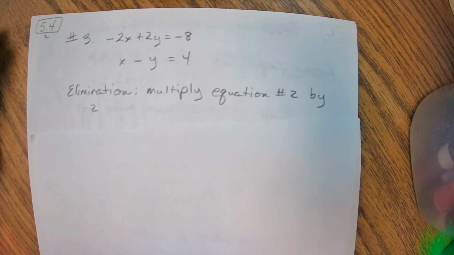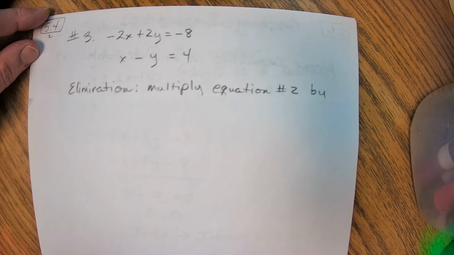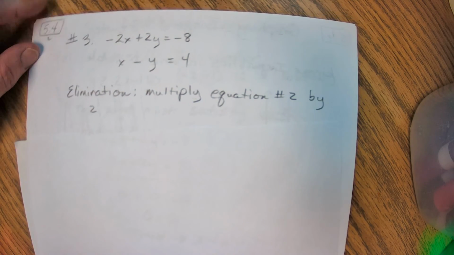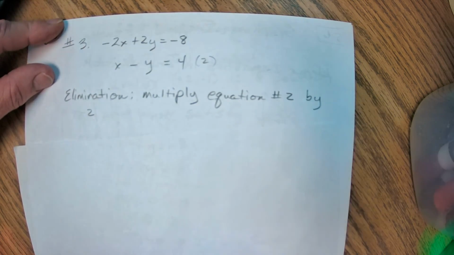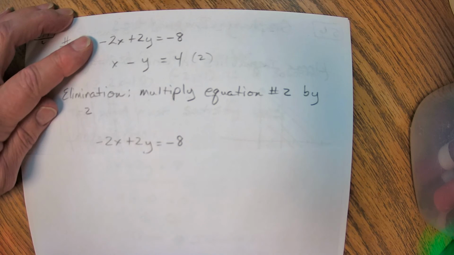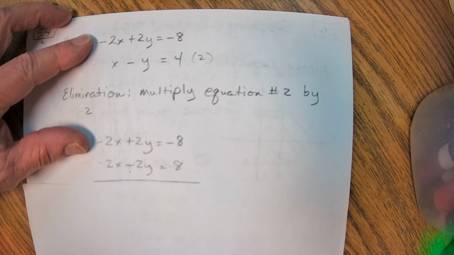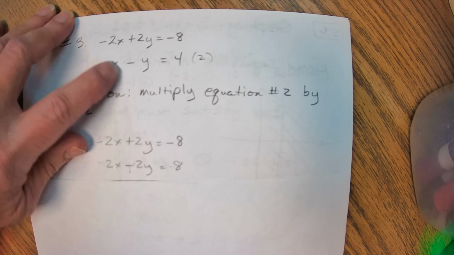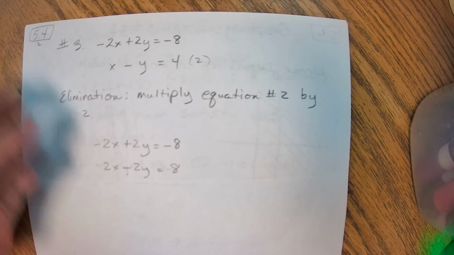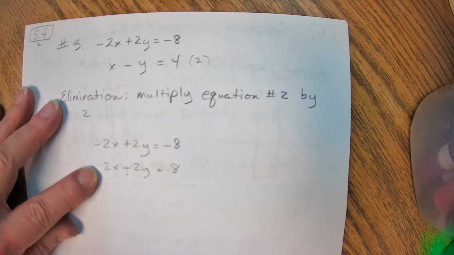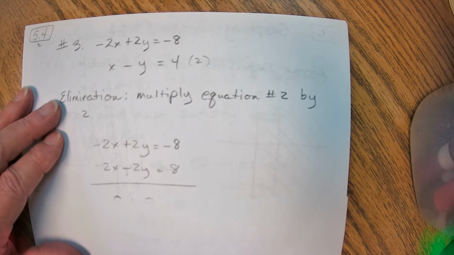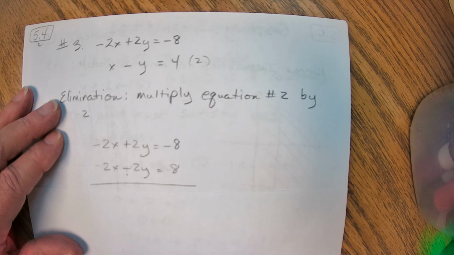So let's look at number 3 now from your worksheet. And I'm just going to go ahead and do elimination. And I'm going to multiply this equation by 2. So I'm going to put that there so I don't forget what I'm doing. So I'm just going to rewrite the first equation there. And then I'm going to rewrite this one after multiplying all 3 terms by 2, which gives me 2x minus 2y equals 8. So let's see what happens when I add these two equations together.